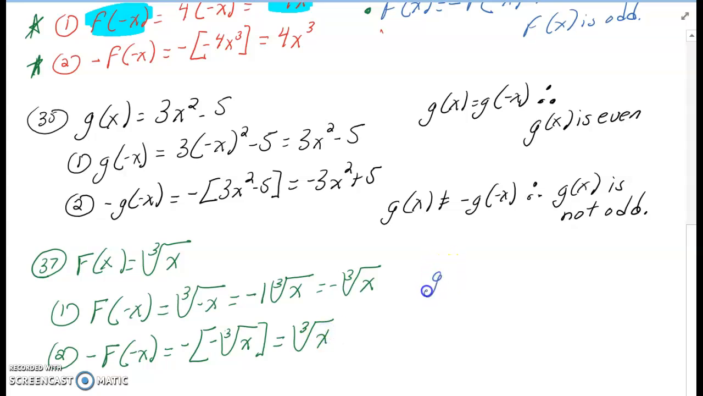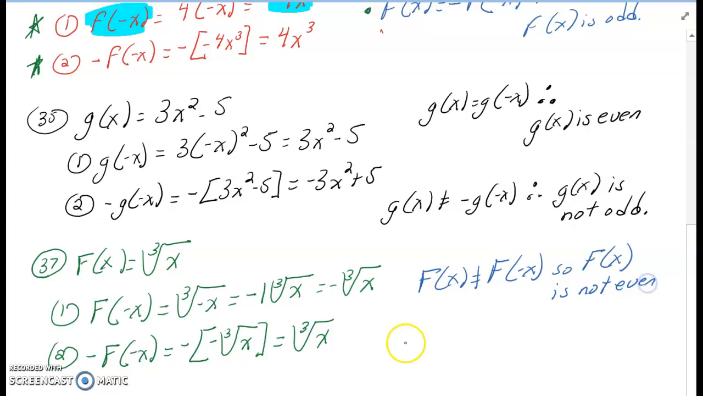So therefore, f of x is not equal to f of negative x, so f is not even. However, we can see that f of x is equal to the opposite of f of negative x, so f is odd.